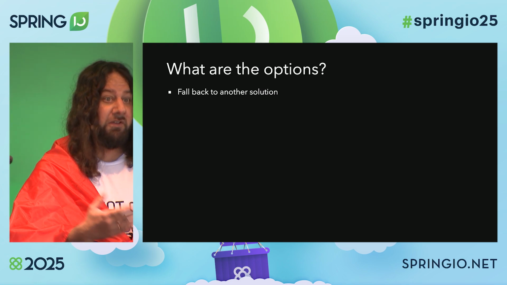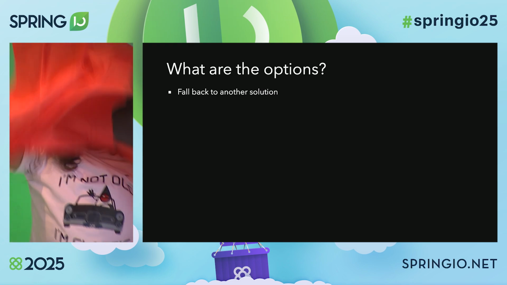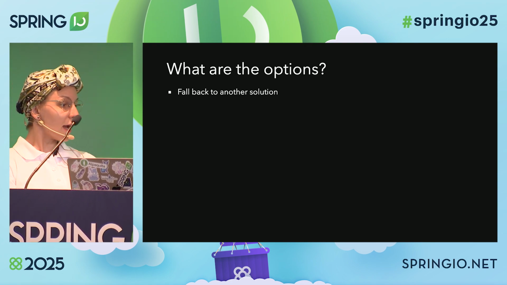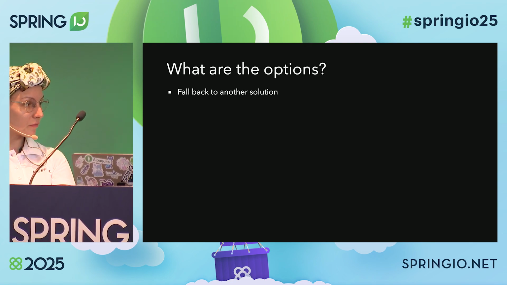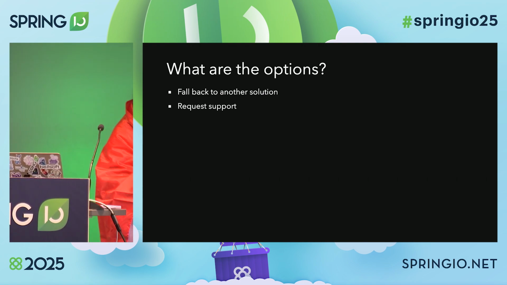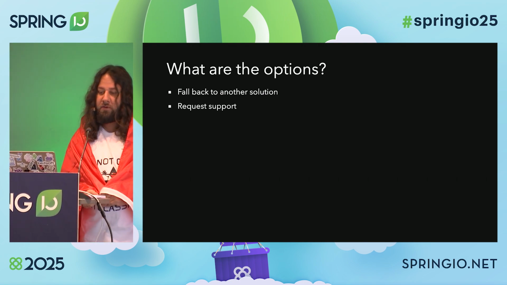First, we can fall back to another solution. I don't like this option. You should like this option. I don't like this option. I like MongoDB, so fall back to something else, another solution like native image, I mean. But we won't do it, because we do not settle on half measures.